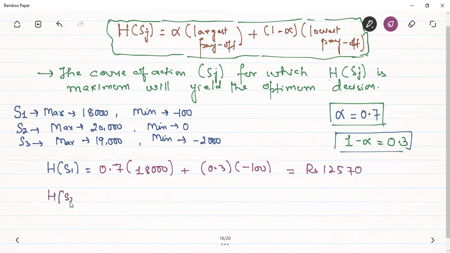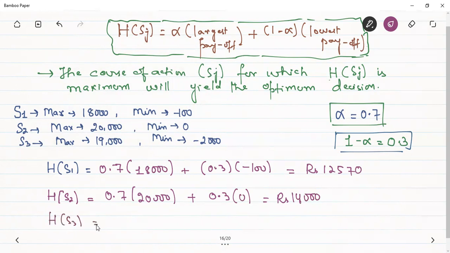Now, if we are calculating HS2, it will be 0.7 times the maximum value for the second strategy, which is 20,000, plus 0.3, the coefficient of pessimism, times the minimum value, which is 0. Therefore, we will get rupees 14,000. And finally, we calculate HS3, that is 0.7 into the maximum value 19,000 plus 0.3 times the minimum value 2,000. So this comes out to be rupees 12,700.